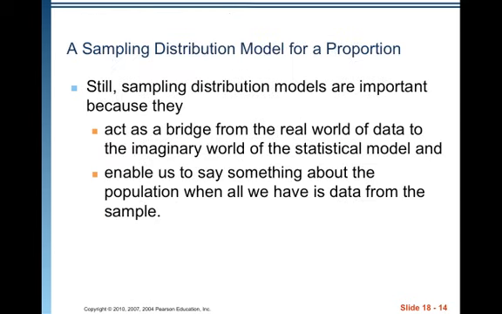Still, sampling distribution models are important because they act as a bridge from the real world of data, what you actually get from the single sample that typically you take. Typically, you just take one sample and get the proportion from that, to the imaginary world of the statistical model, and they enable us to say something about the population when all we have is data from the sample. So what it does is it lets us draw inferences to say, here's what happened in my sample based on what we know about sampling distributions. This is what it says about the population.